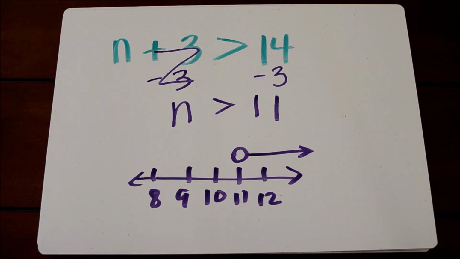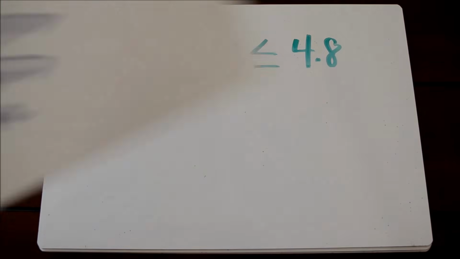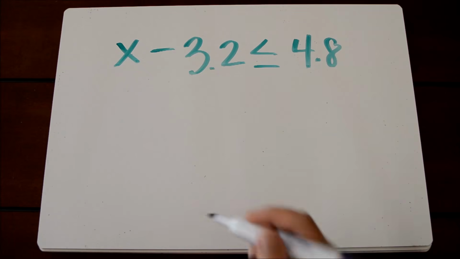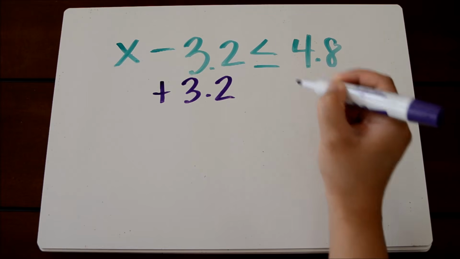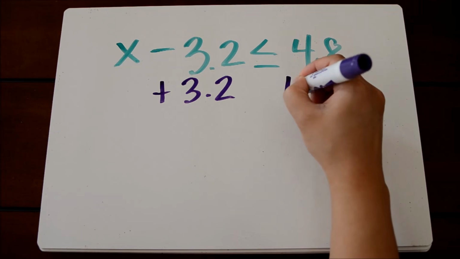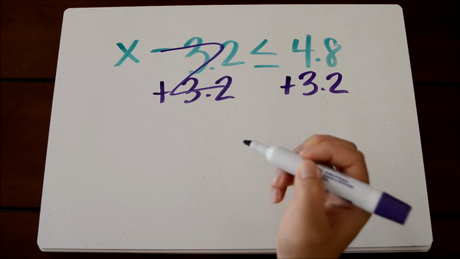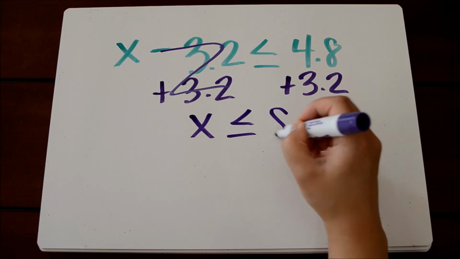Let's take a look at our next example. So here we have x minus 3.2 is less than or equal to 4.8. To undo the subtraction, we're going to apply the inverse operation, which is addition. So we're going to add 3.2 here, which means we're going to add 3.2 on this side of the inequality. It zeroes out. We're left with x is less than or equal to 8.